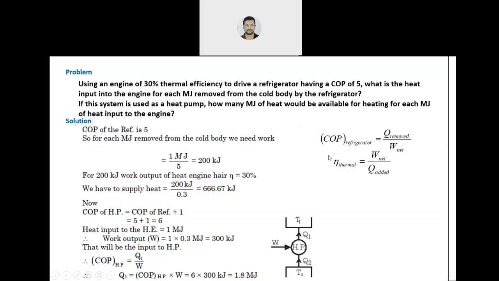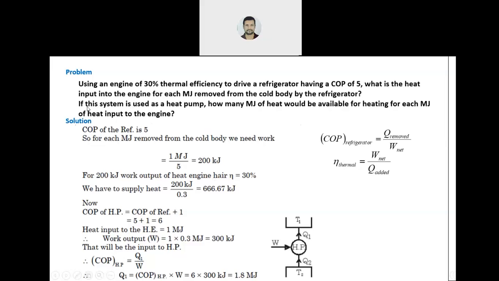So Q added will be, take this to the left hand side and this in the denominator, you will get Q added equals W net by thermal efficiency. W net we have just calculated as 200 kilojoule. Efficiency here is given as 30%, so in fraction 0.3. From here we will get the Q added or heat supplied. It is coming 666.67 kilojoule. So this is your first thing. What is the heat input to the engine? You have calculated the first thing.